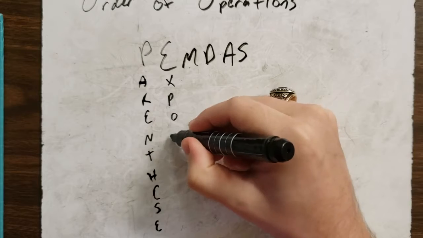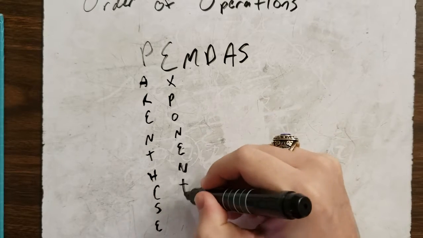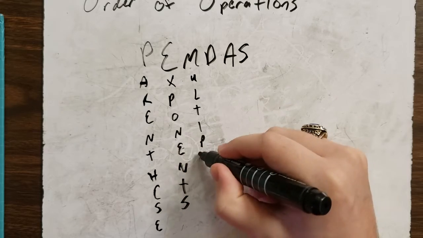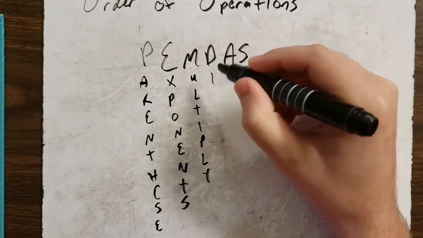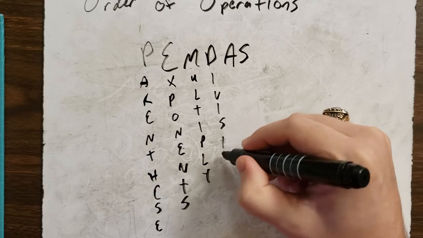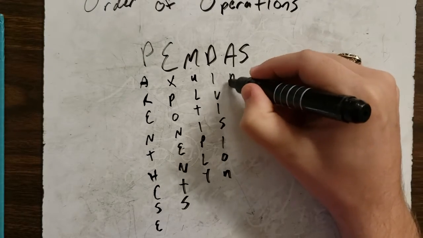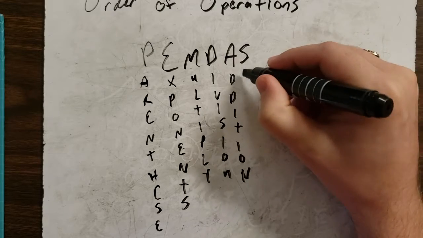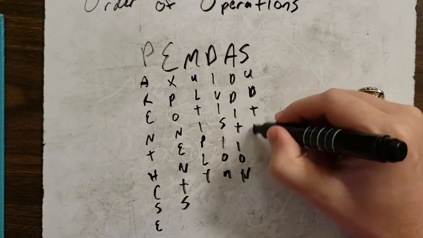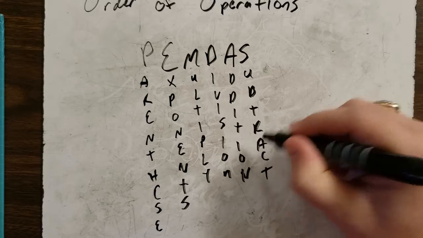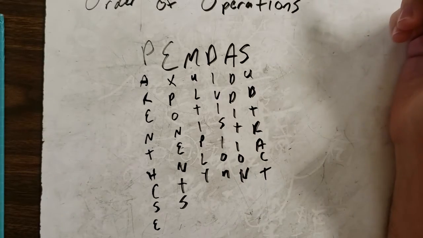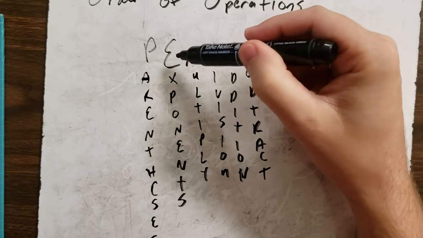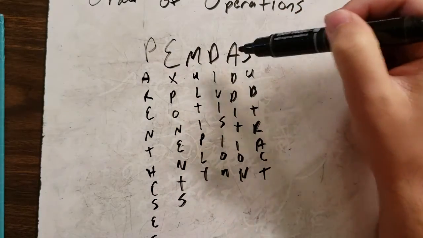Exponent. Multiplication, division, addition, and subtraction. Now, this is the order that you solve the problem in. Start with your parentheses, move on to your exponents, multiplication, division, addition, subtraction.